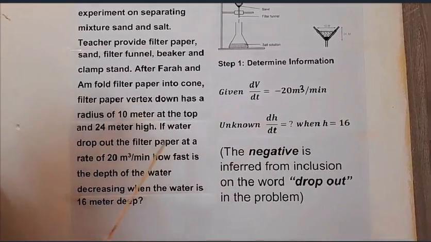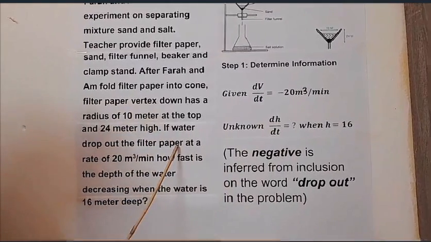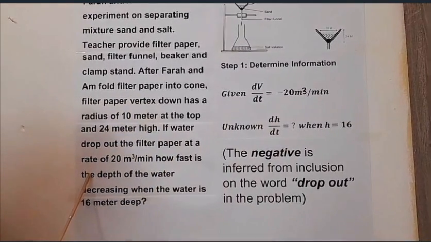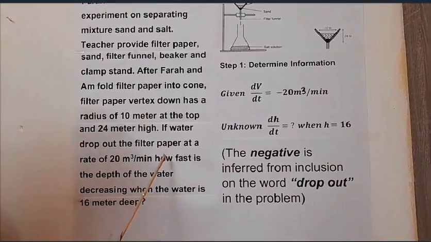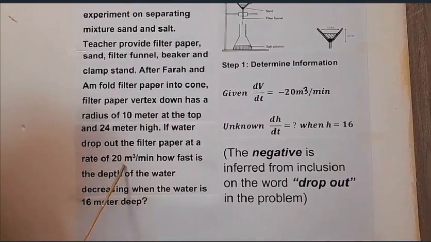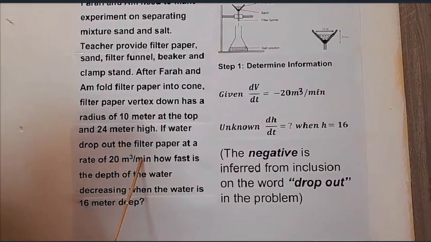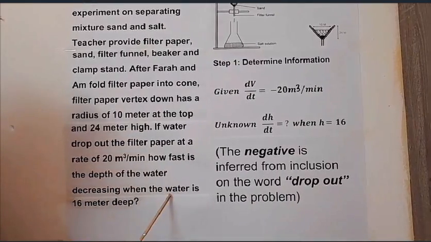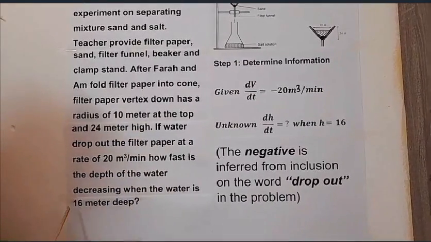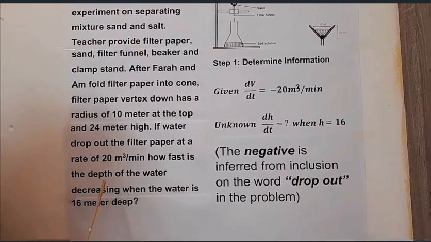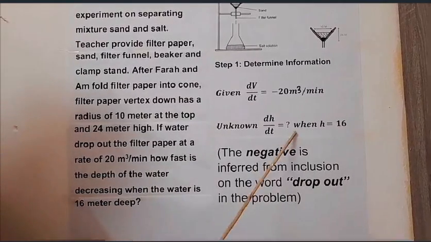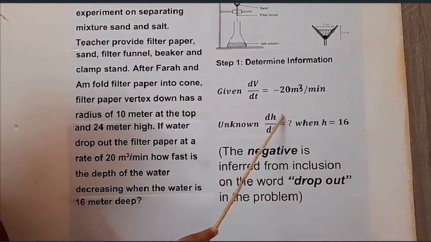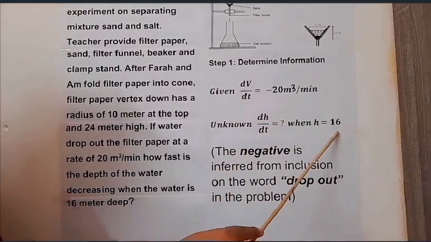In this question, it is given that water drops out of the filter paper at a rate of 20 cubic meter per minute, and asks how fast the depth of the water is decreasing when the water is 16 meter deep. 16 meter deep is equal to the height. That's why h equals 16.